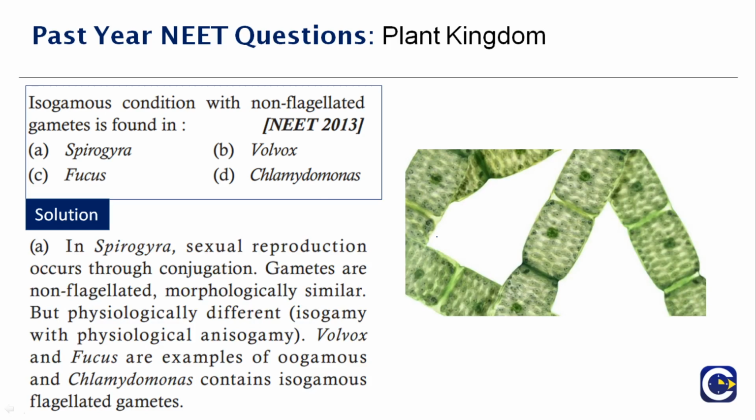Now if you take Fucus, actually Fucus is oogamous. Okay, Chlamydomonas is isogamous but has flagellated gametes here. We are talking about non-flagellated. So the correct answer is Spirogyra. So you have a picture to your right side. So this is how it will be. This is the microscopic view of Spirogyra. Can you see the filaments? Okay. Therefore, the correct answer to this question is option A, Spirogyra.